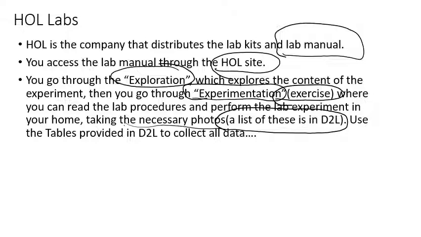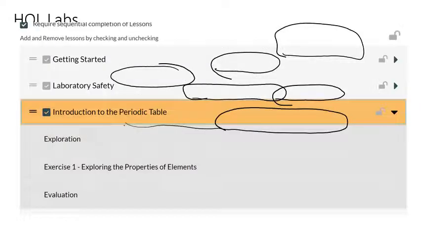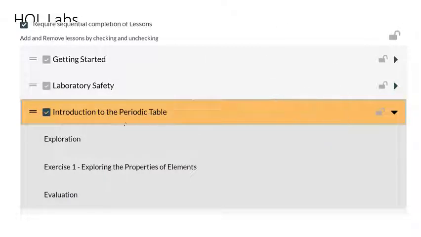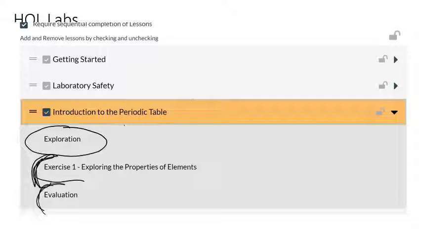There's another list of photos required in D2L, and then use the tables provided in D2L to collect your data and submit a document. When you go to HOL Labs, it will look like this for each experiment, and you will have an exploration where you go through and they ask you questions and you learn about what you're doing. Then this is the experimental portion. They call it exercise. And then this evaluation portion is questions about the experiment. Again, see what you learned, see how you did.